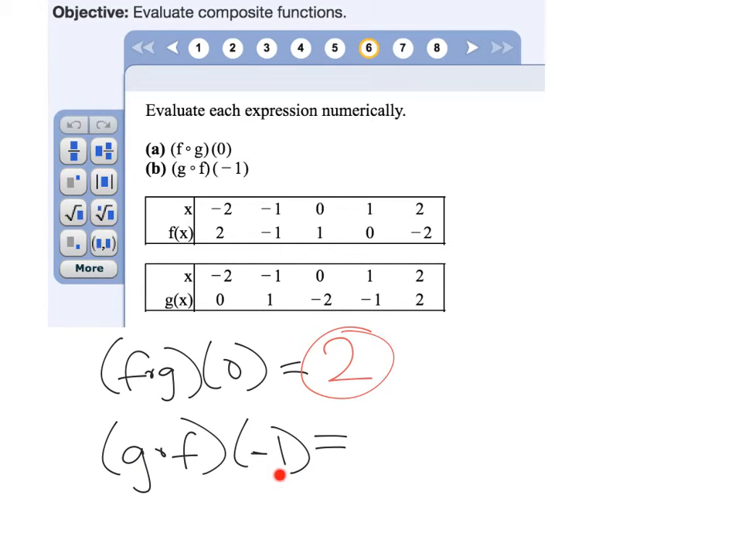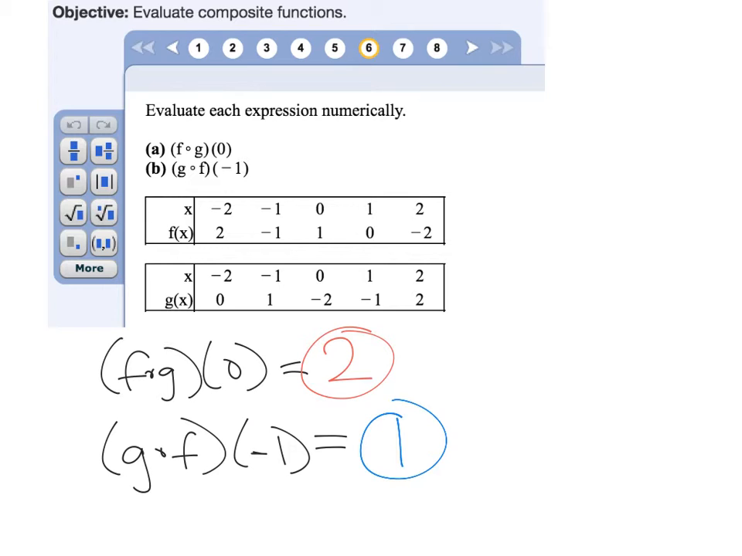We're going to take -1 and put it into f. When we put it into f, we get -1. Now keep that in your head. Now we're going to take -1 and put it into g, and when we put it into g, we get 1. So that is our final answer.